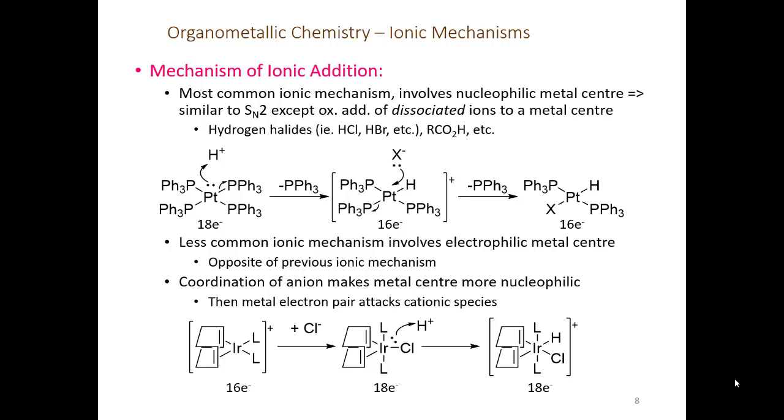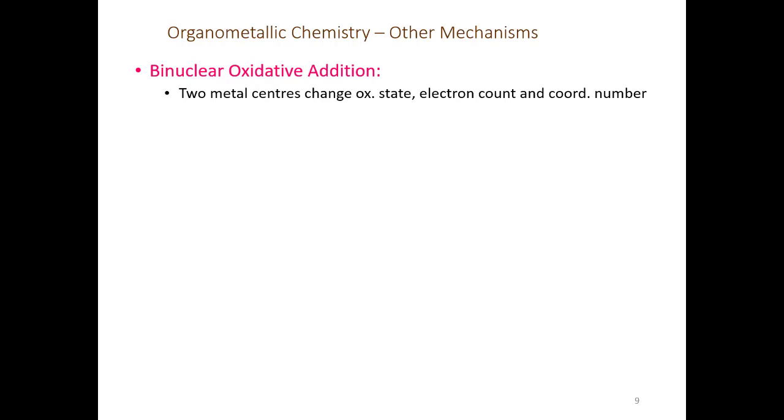You should also be aware that for both of these mechanisms of ionic oxidative addition, the A and B ligands can coordinate either cis or trans, much like an SN2 mechanism of oxidative addition. And lastly, we're going to take a look at a couple of other mechanisms for oxidative addition that are much less common.